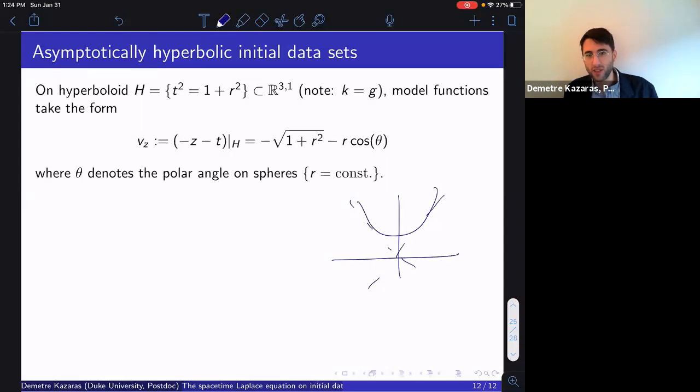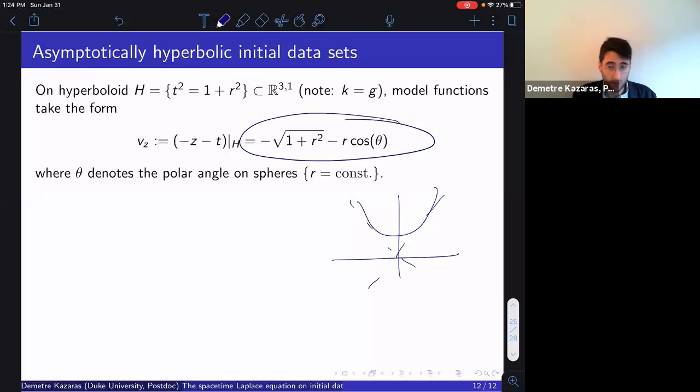Now we know what the equation is that we want to study. The space-time harmonic function should be solved by the restriction of z plus t, or minus z minus t in this case, to a spatial slice, a spatial hypersurface of Minkowski or any other space-time. So it takes an interesting form on the hyperboloid. The hyperboloid is very different than the t equals 0 slice.